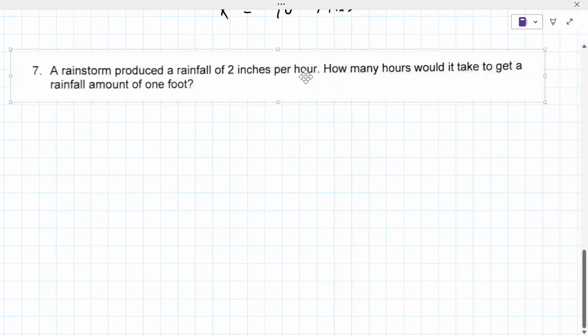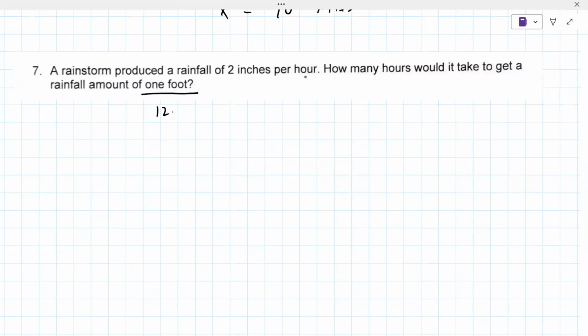All right. A rainstorm produced a rainfall of 2 inches per hour. How many hours would it take to get a rainfall of 1 foot? How many inches is that? 1 foot is 12 inches. Okay. So how many hours? You can think of that as X.